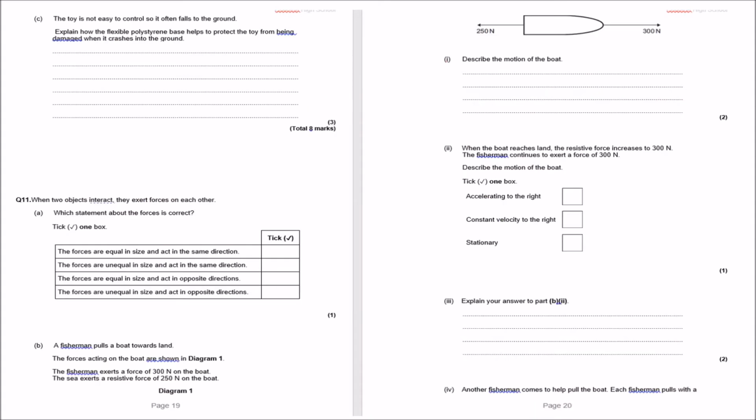Okay, the toy is not easy to control, so it often falls to the ground. Explain how the flexible polystyrene base helps to protect the toy from being damaged when it crashes to the ground. Okay, so this is the same as the answer I did previously. It's a physics only answer, so if you're not doing triple physics, you don't need to know this. Okay, so what does the foam do?